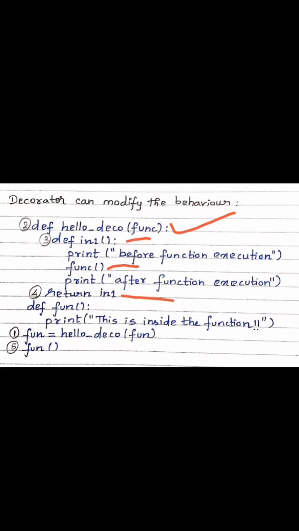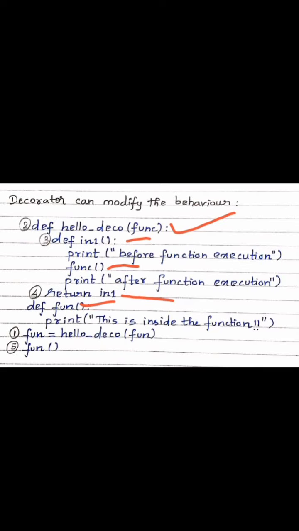Fine. Then here, def fun. Here you are defining a function to be called inside the wrapper function. So fun, know the difference. First I have created a function named func and now fun. So in this line you are defining a function to be called inside the wrapper. Then you will have a print statement.